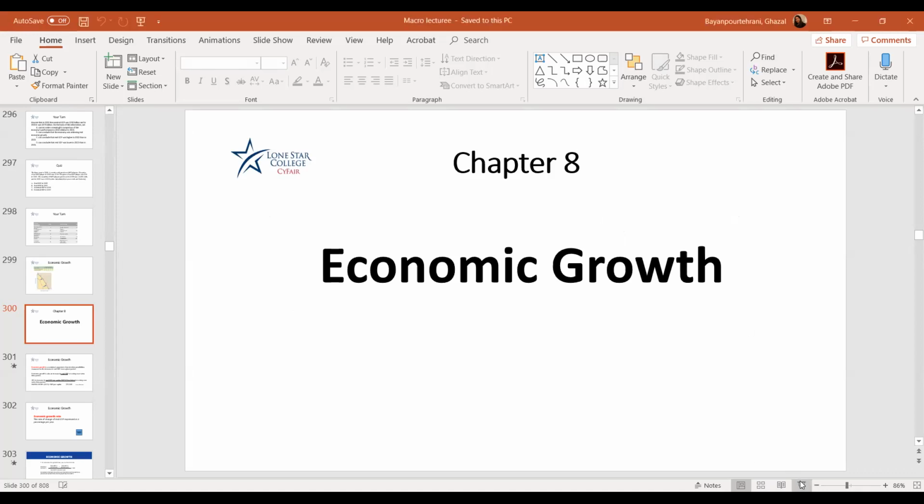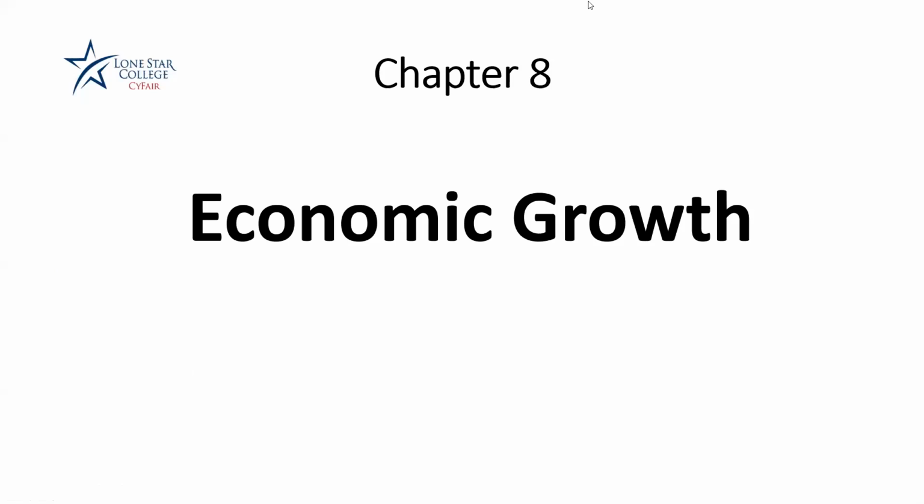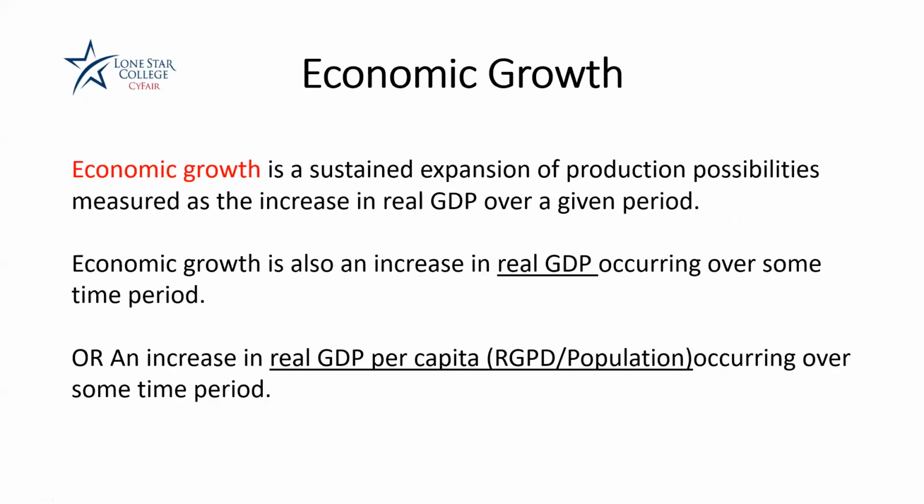All right. In this chapter, basically, we want to talk about economic growth. If you remember in chapter one, we talked about PPC, production possibilities frontier or production possibilities curve. After defining PPC and looking at different characteristics of PPC, we talked about shifting PPC outward. There were a couple reasons that we could shift our PPC outward and produce more goods and services.